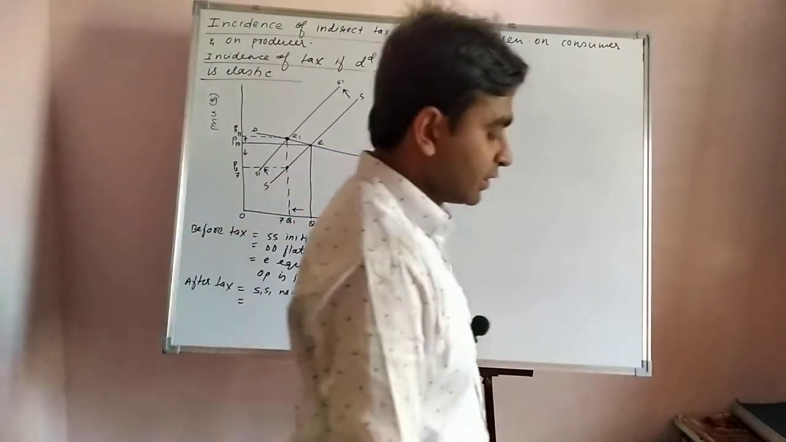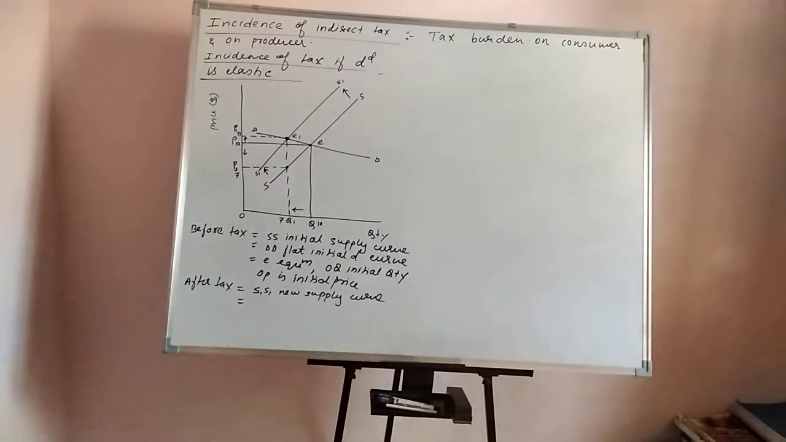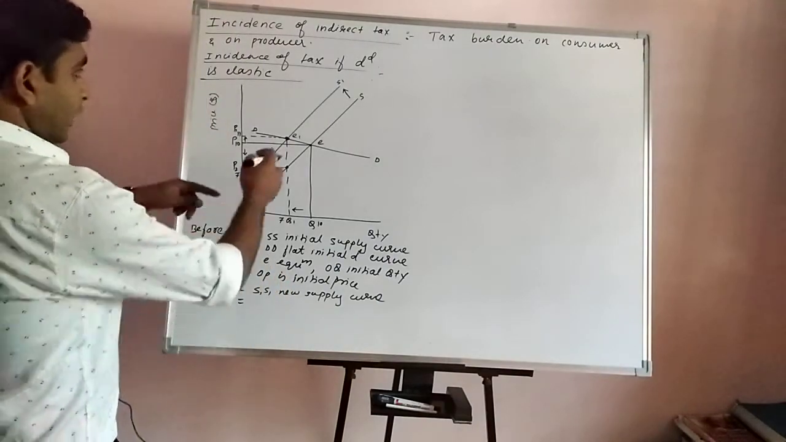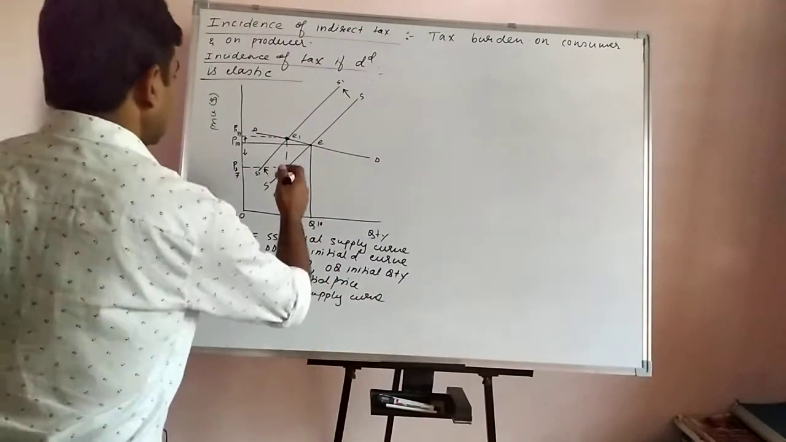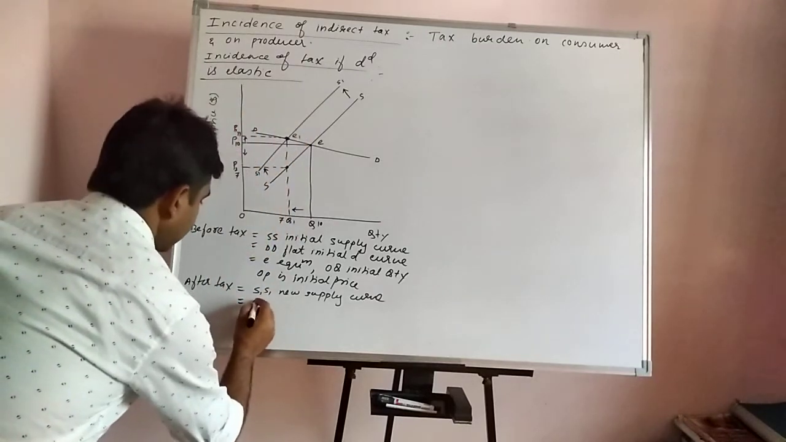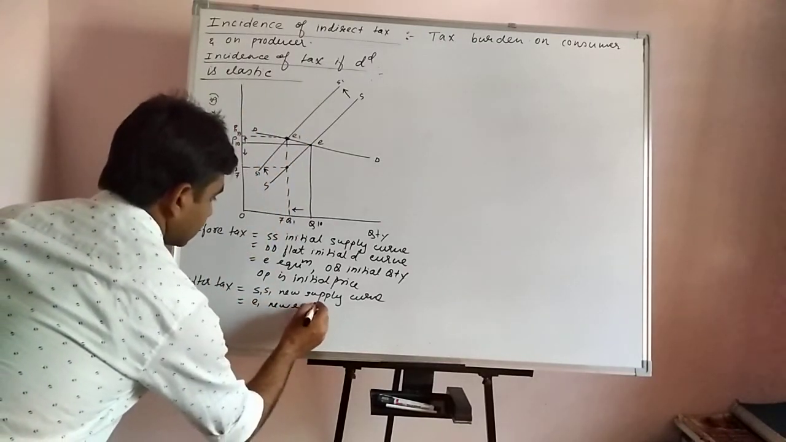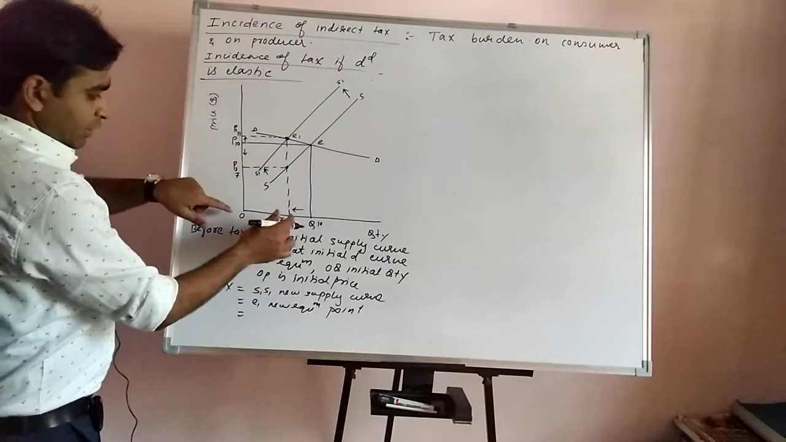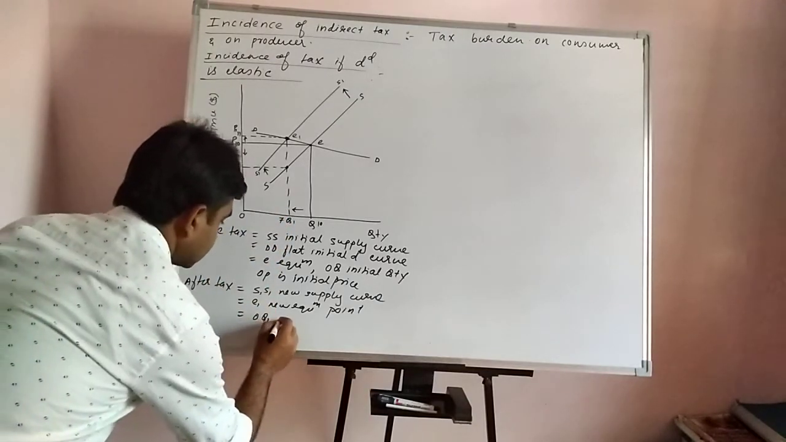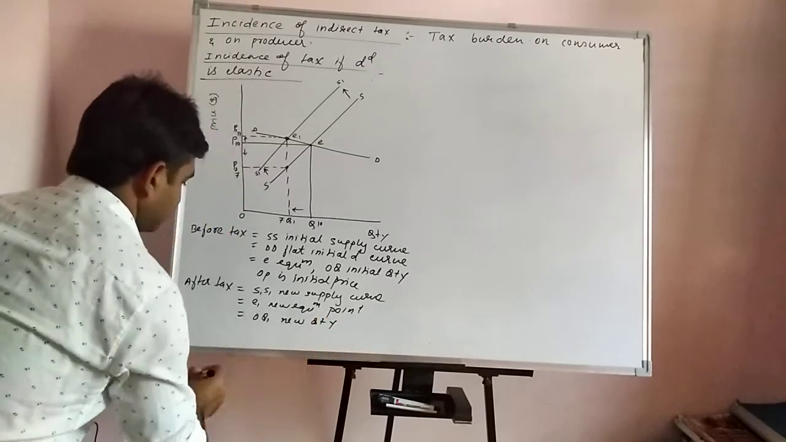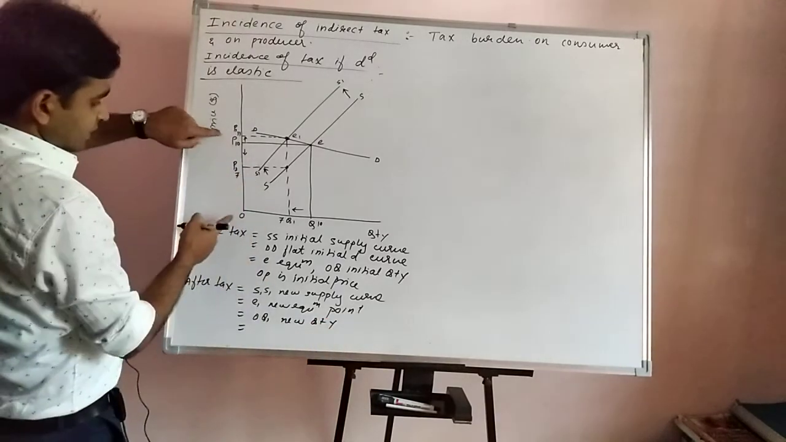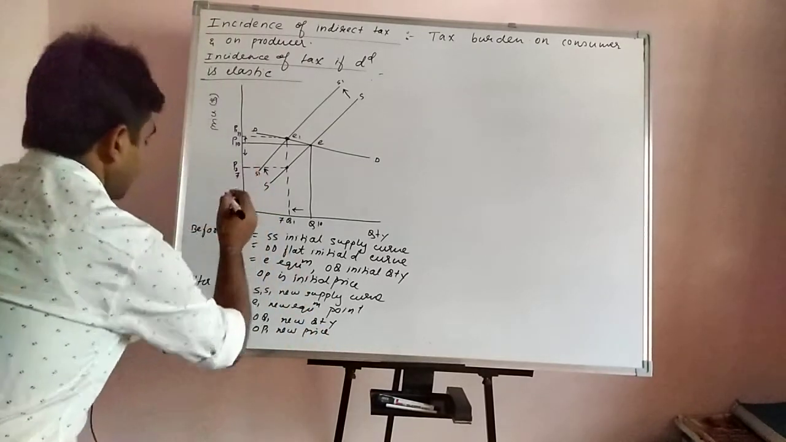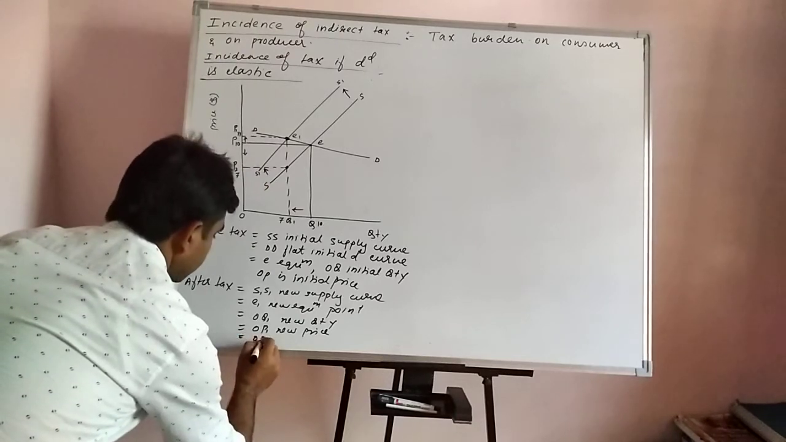Let me check which kind of seller. Oh, this is the utensil, they are selling utensils. Okay, fine. So S1 is the new supply curve, and E1 is the new equilibrium point. We got a new quantity, 0Q1 is the new quantity, and 0P1 is the new price. Again we have another price, 0P2.